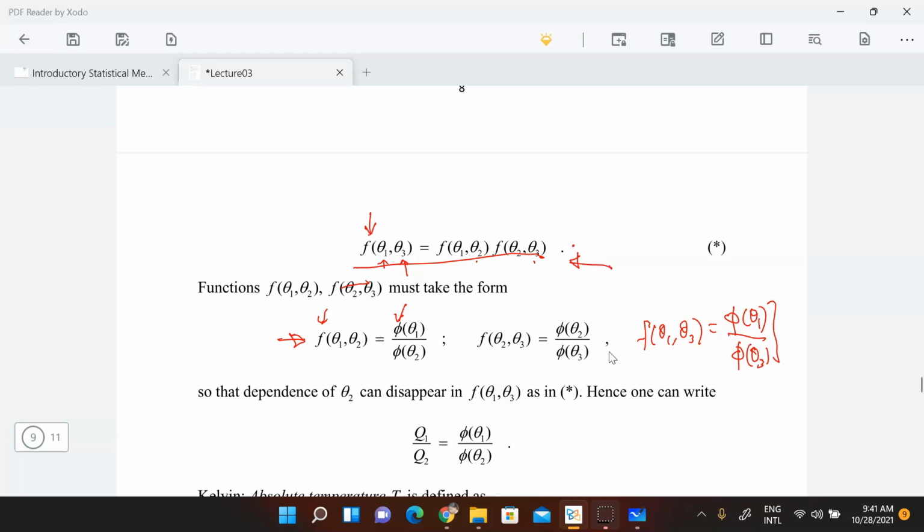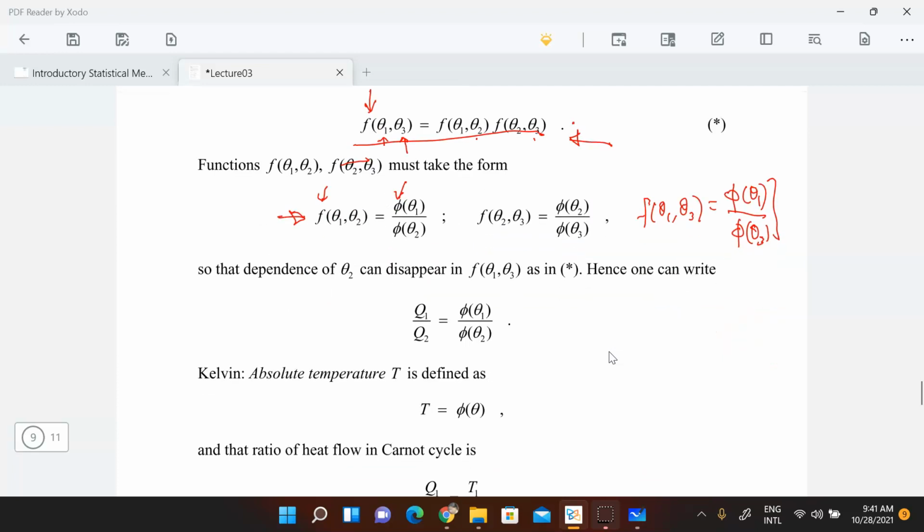So finally we come to the point of saying that I have this relationship, where the ratio of heats is just the ratio of a function of the temperatures. So what Kelvin asserts is to define this function, which is a universal function here, to be your absolute temperature.